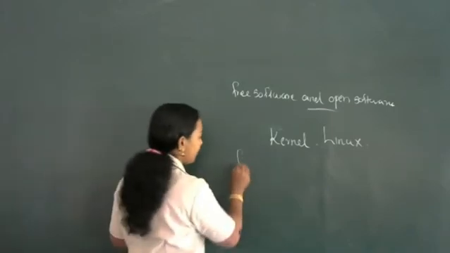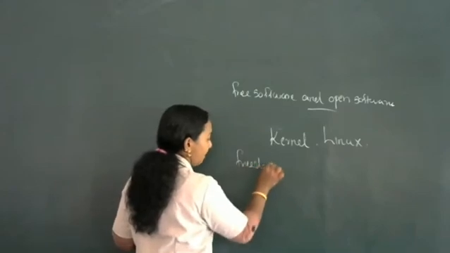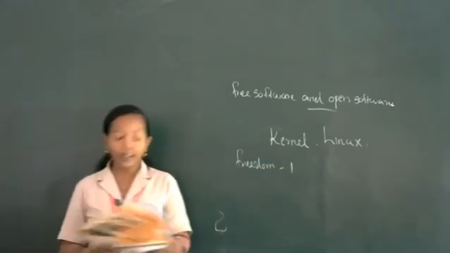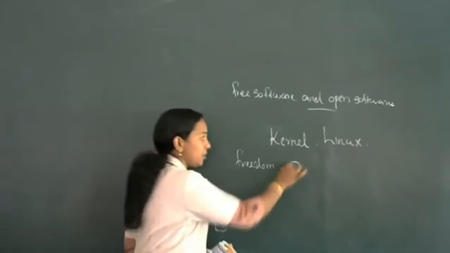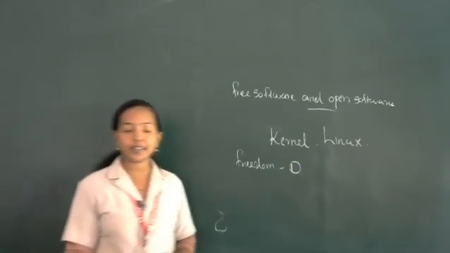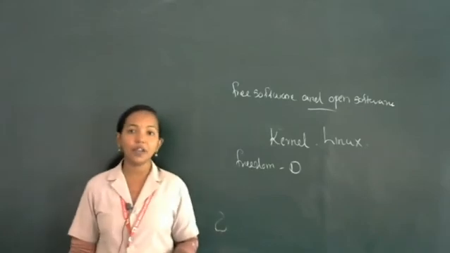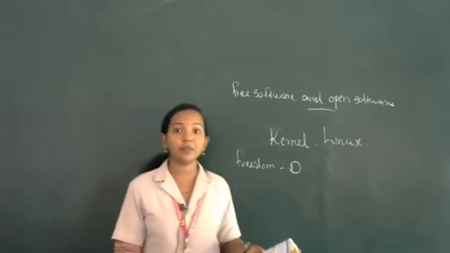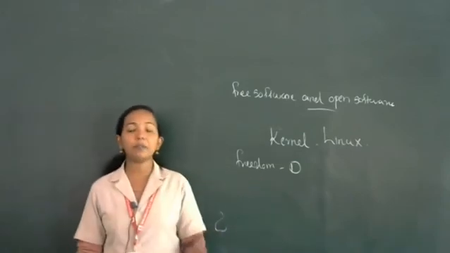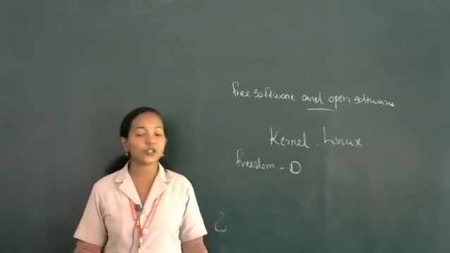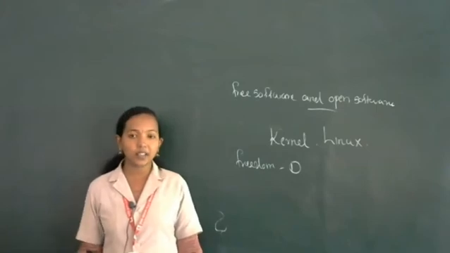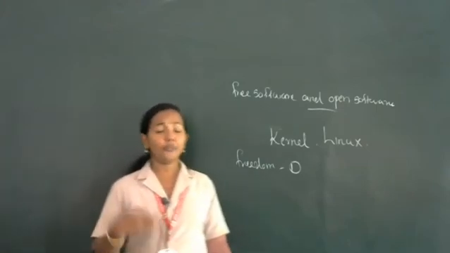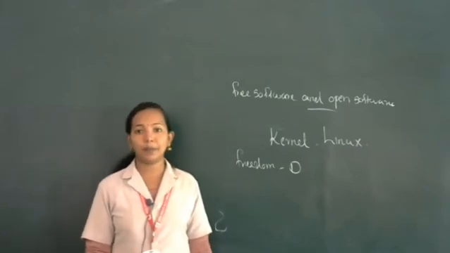We will start with freedom 0. Open source software provides different types of freedom because it is free to use. The first freedom, freedom 0, is the freedom to run the program for any purpose. There is no restriction. We can execute that program for any purpose, for our official purpose or our personal purpose.